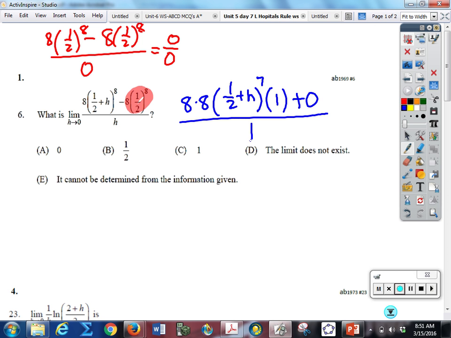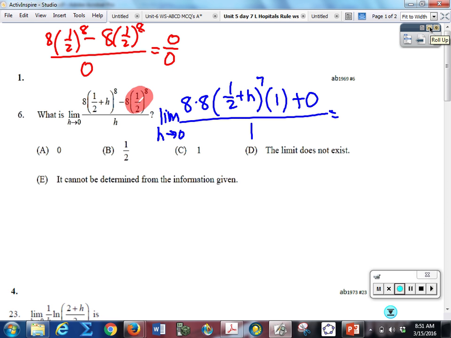Because this is going to be the same thing, the limit of this. So the top becomes, when I plug in 0, 64 times 1/2 to the 7th. That's it, right? I don't know, if I did this, you could almost practice this without a calculator if you remember your powers of 2. 64 is 2 to what power?